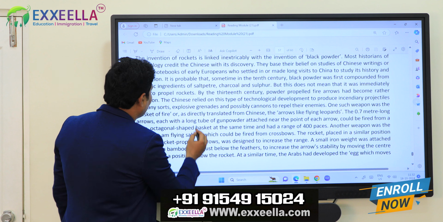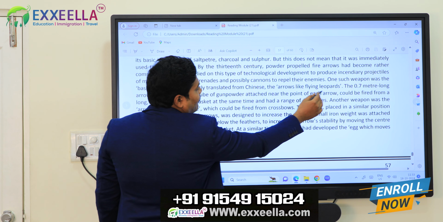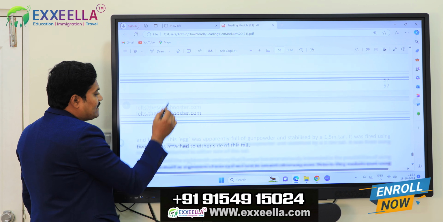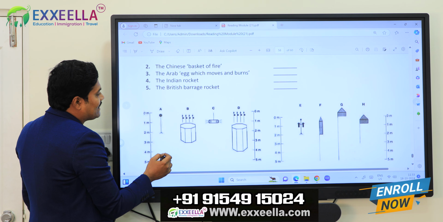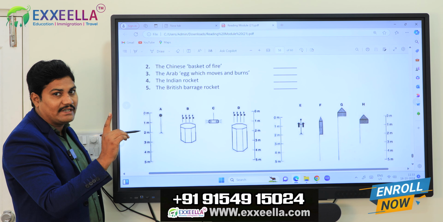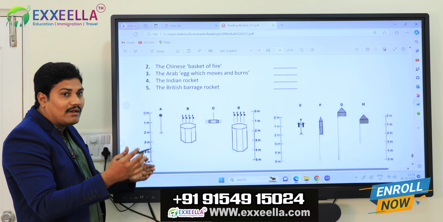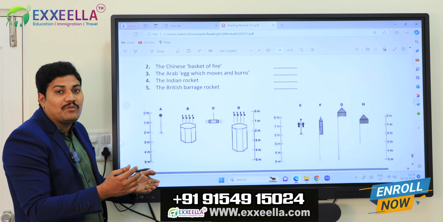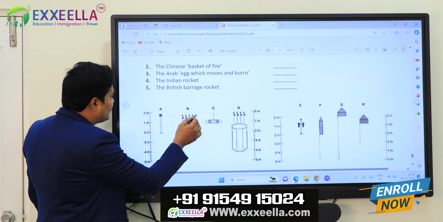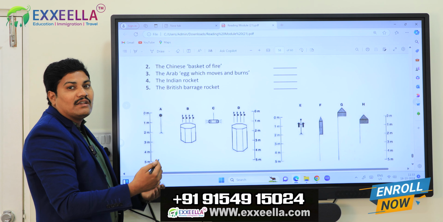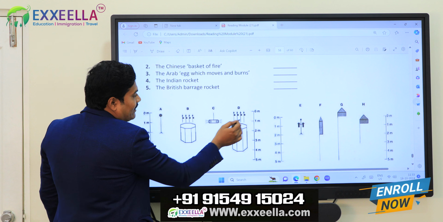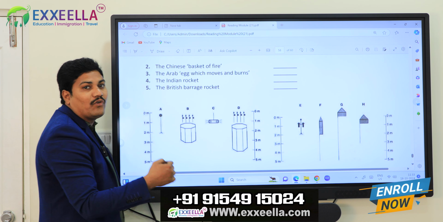Read the next information. The arrows like flying leopards, the 0.7 meters long arrows. So here these arrows should be 0.7 meters. If you observe, this scale is 0 to 1 meter, that means 1 meter. So we should focus on the arrow marks which are less than 1 meter. Here it is 1 meter, and if you see this B diagram, it is approximately closer to 1 meter. I think it is not more than that. In the other one, we can easily find that it is more than 1 meter.